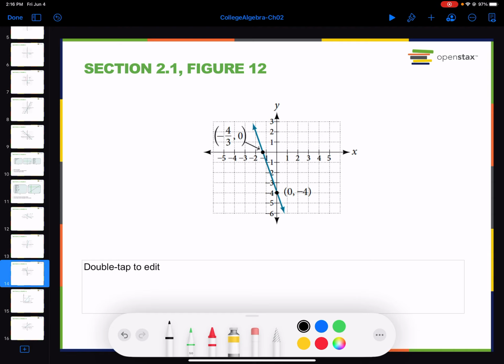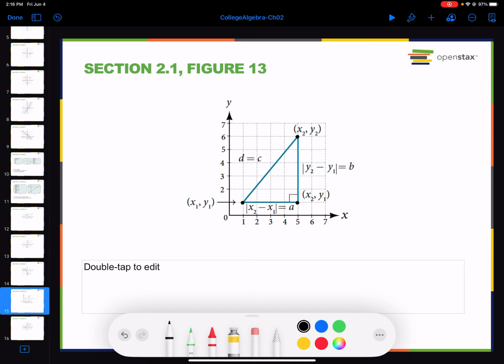This one is focusing on intercepts. So when you have an equation, you can plug in x equals 0 or y equals 0, and that will give you your intercepts. So this one is your x equals 0, and that will tell you what your y-intercept is. And then when you set y equal to 0, that will tell you what your x-intercept is.